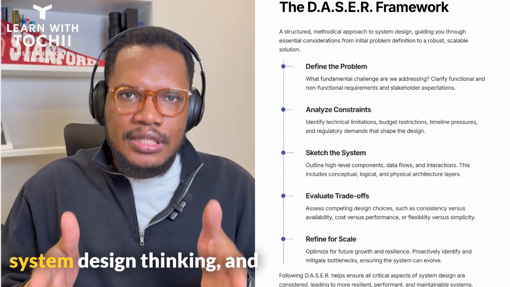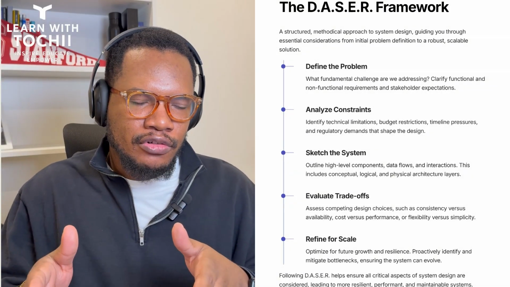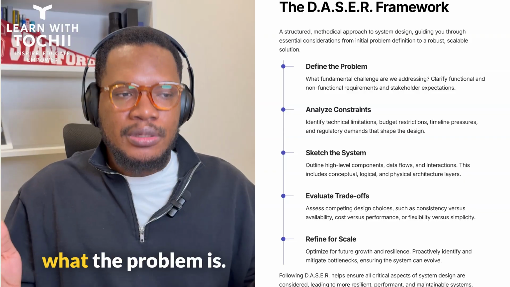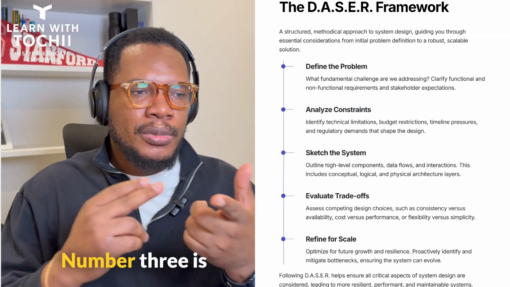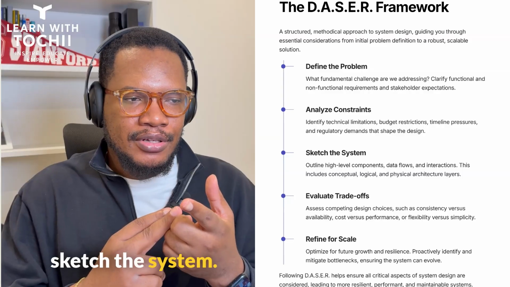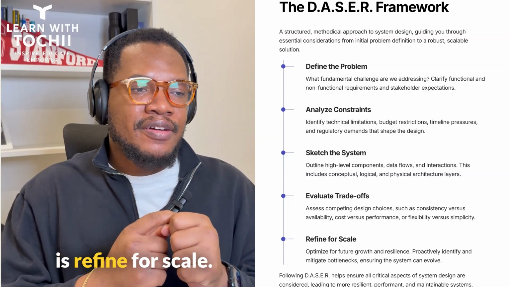There's a framework for system design thinking, and this framework is called the DASER framework, right? Number one is define what the problem is. Number two is analyze the constraints. Number three is sketch the system. Number four is evaluate what the trade-offs are. And number five is refine for scale.